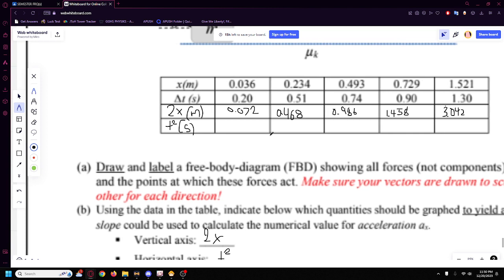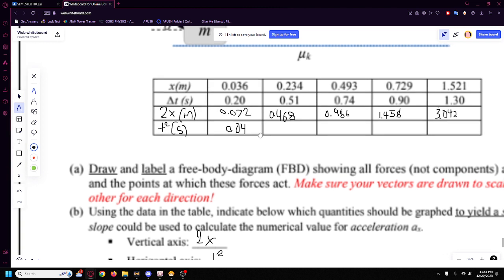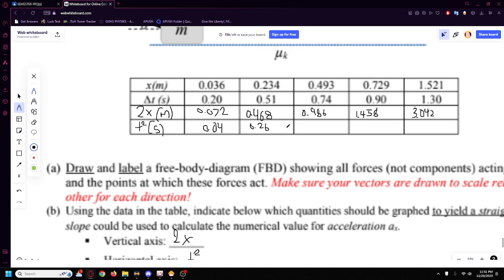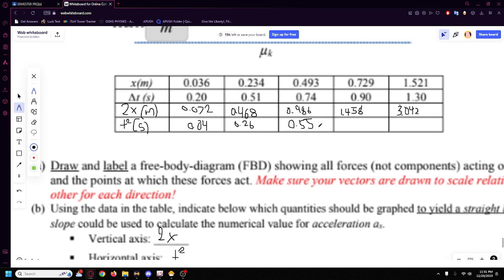So t squared, 0.2 squared is 0.04. 0.51 squared is 0.26. 0.74 squared is 0.55. 0.9 squared is 0.81, and 1.3 squared is 1.69.